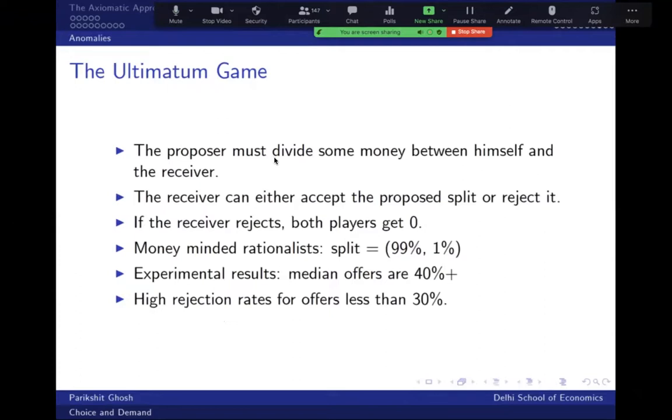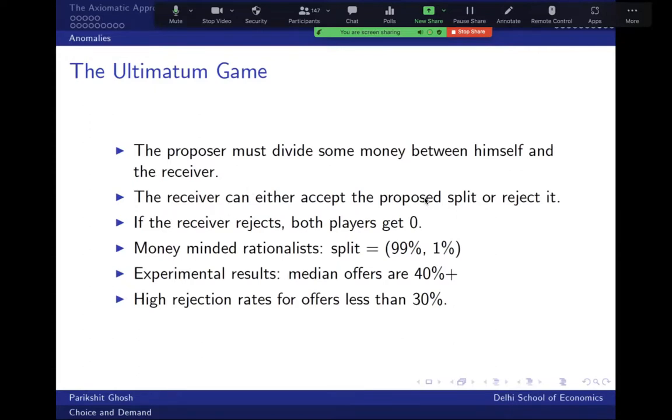There's a proposer, and the other player is called the receiver. There's a common pot of money, which has to be divided between the proposer and the receiver. So the proposer makes a proposal on how to divide the money. If there's 100 rupees, the proposer says, I'll take 70 rupees, you get 30 rupees. And then the receiver can say yes or no. If the receiver says yes, that's how the money is divided, 70-30. If the receiver says no, then nobody gets anything.